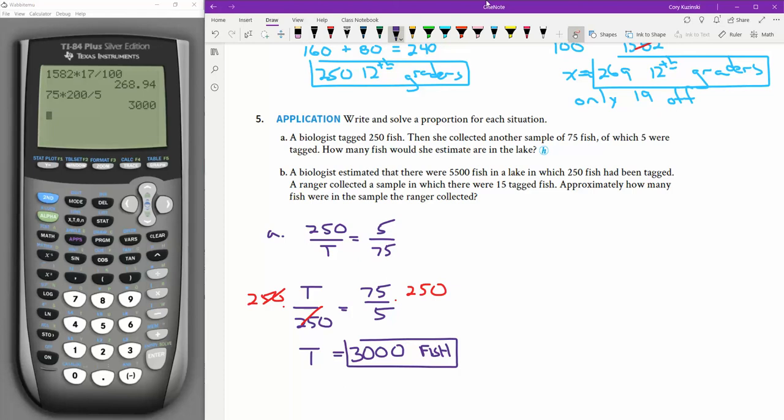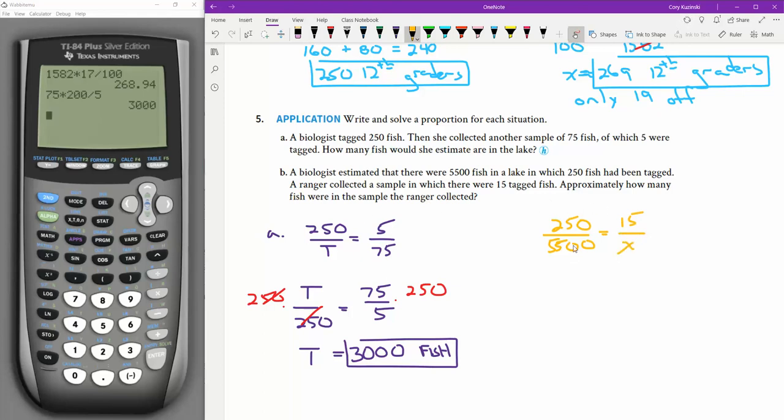All right, one last question here tonight. A biologist estimated there were 5,500 fish in the lake, in which 250 had been tagged. A ranger collected a sample in which there were 15 tagged fish. Approximately how many fish were in the sample the ranger collected? Okay, 250 fish have been tagged out of, they think, 5,500 fish in the lake. In the sample, there were 15 tagged. We are just being asked approximately how many fish were in the sample.